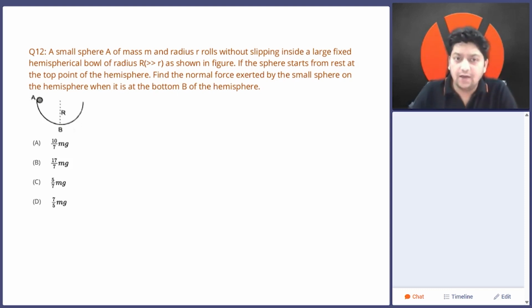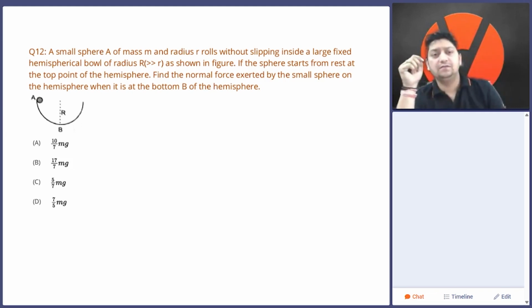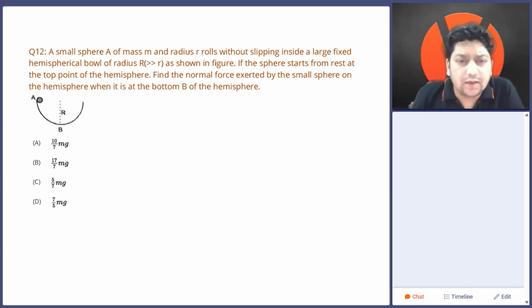A small sphere A of mass m and radius r rolls without slipping inside a large fixed hemispherical bowl of radius capital R as shown in the figure. If the sphere starts from rest at the top point of the hemisphere, find the normal force exerted by the small sphere on the hemisphere where it is at the bottom B. Okay, rolls without slipping.